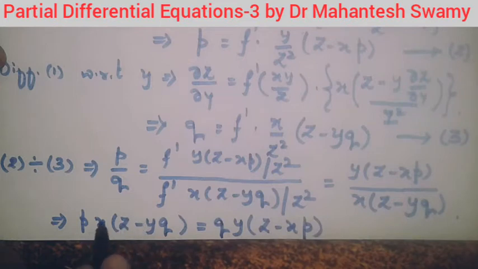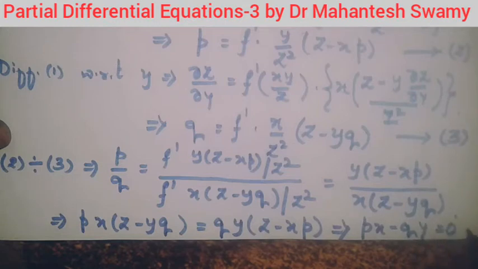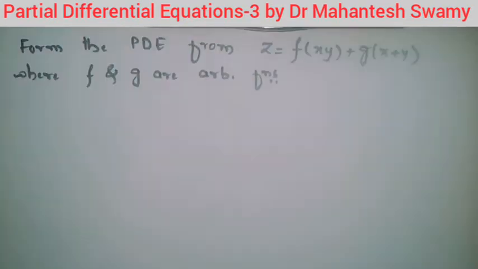We have to multiply this thing within the bracket, and then we can cancel some of the terms, and at the end, if we simplify the terms, we will get the final answer in the form px minus qy equal to 0, and this is the required partial differential equation. So this completes the second example.